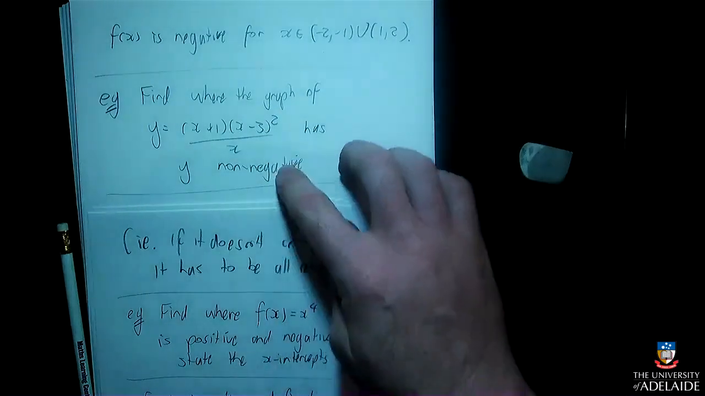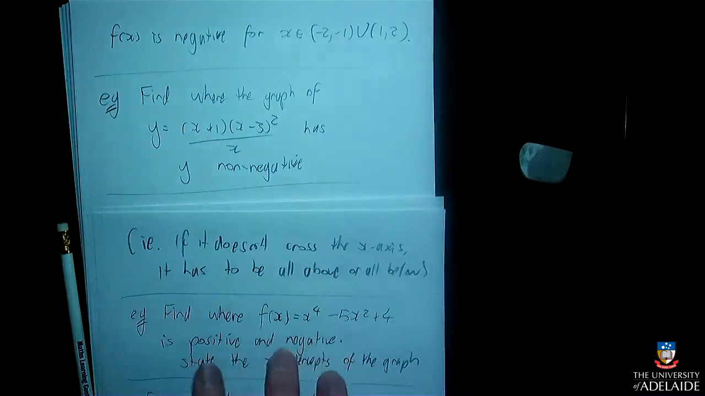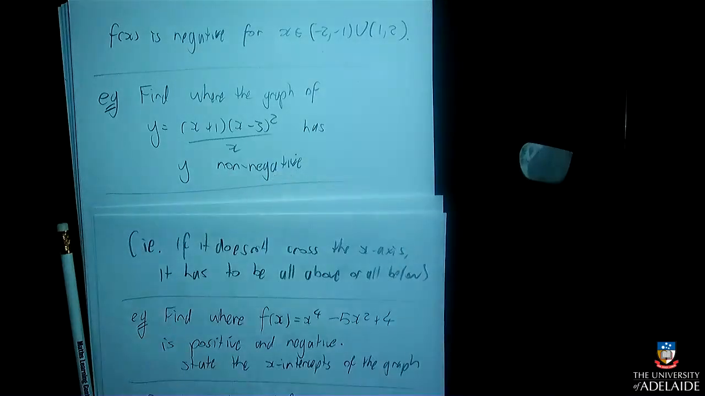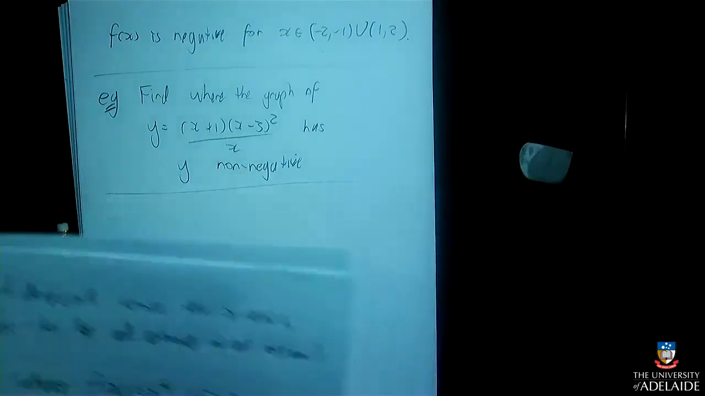It says non-negative here instead of positive and negative. So positive means positive and doesn't include 0. Non-negative means positive, or it could be 0 as well, because 0 isn't negative. That's different from the way they do it in France, but in Australia, non-negative means it could be 0 and it could be positive, and positive means that it's not allowed to be 0. Okay.